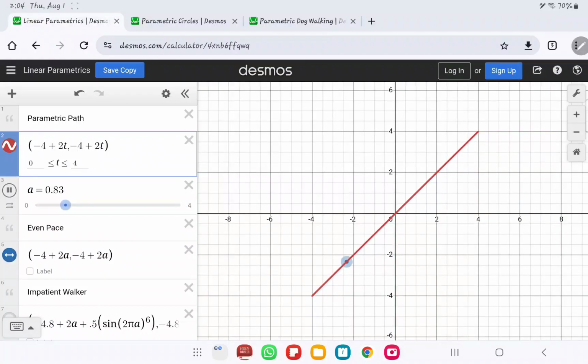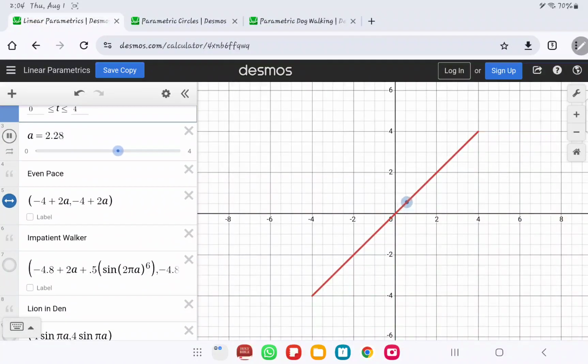Now, if I wanted to trace out the path in a different way, I can add or subtract or do things to it that might change the motion. So this next one is what we call the impatient walker.